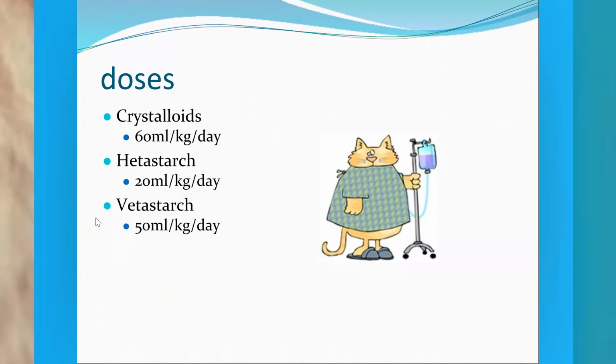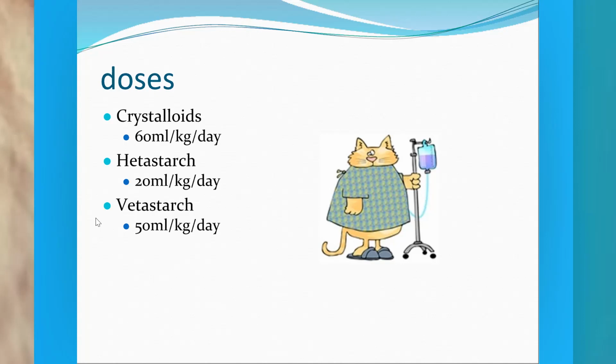Our hetastarch dose is 20 mils per kg per day. And then our Vetastarch dose is 50 mils per kg per day, okay? And we can't really vary from our hetastarch or Vetastarch dose, okay? So just remember, hetastarch is used typically for humans. That's H for humans. And then because it had such a low dosing, Vetastarch was made.